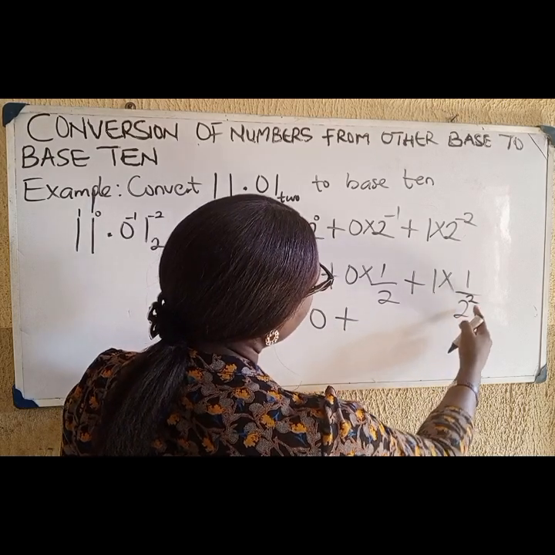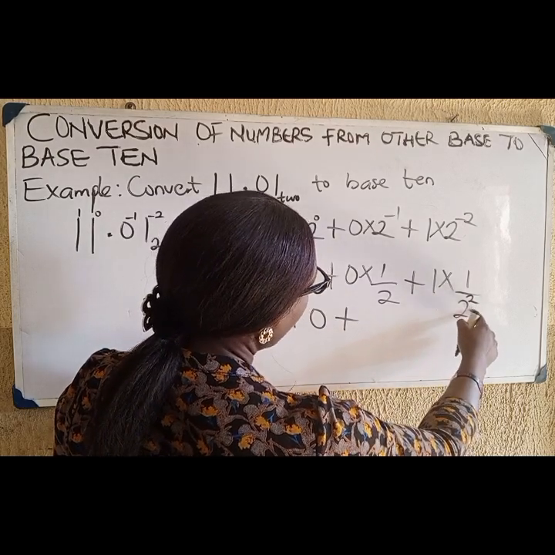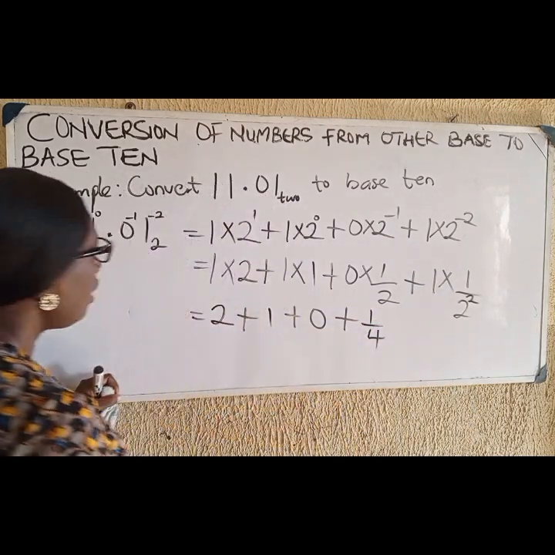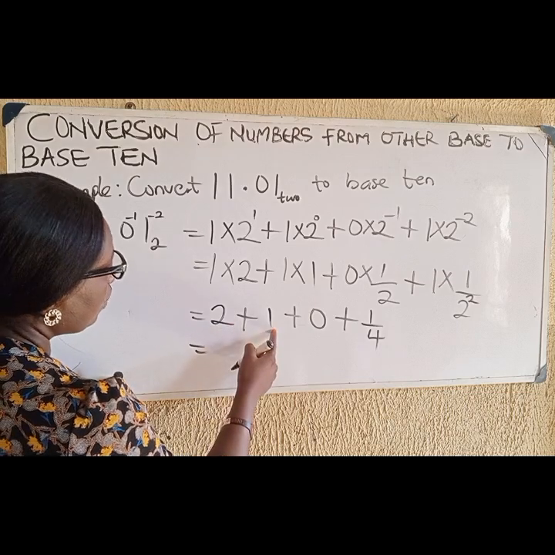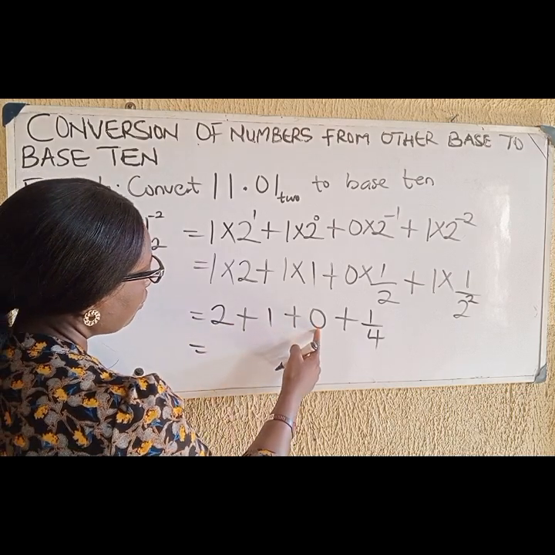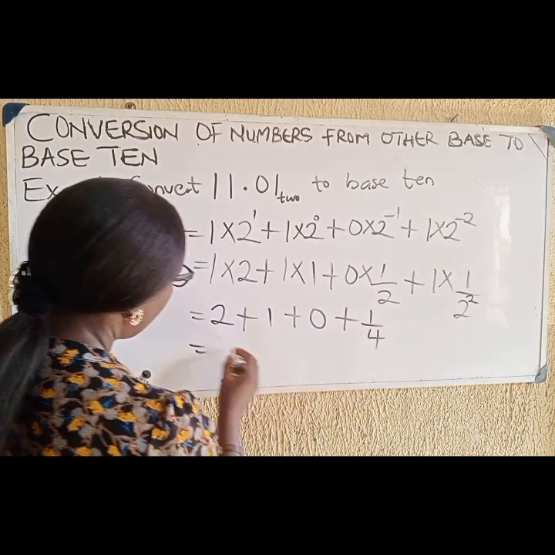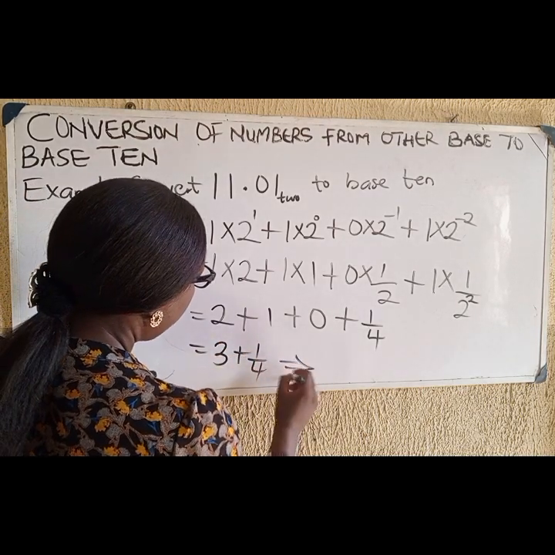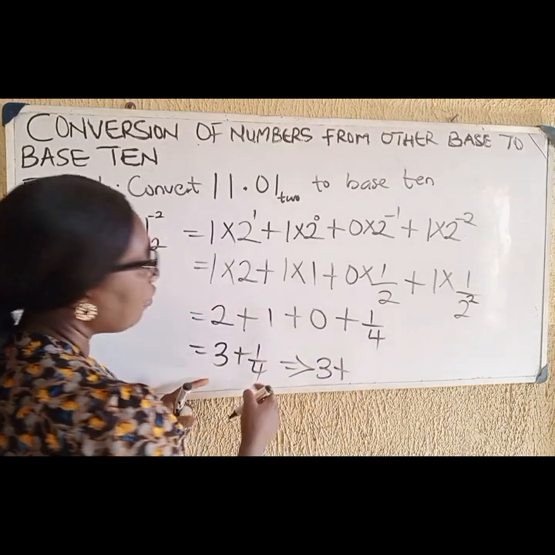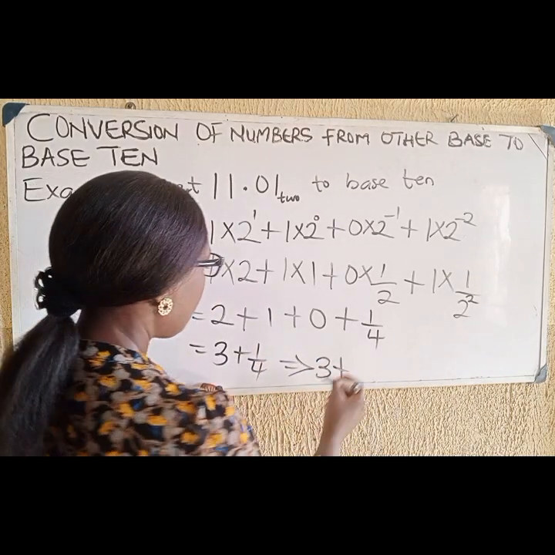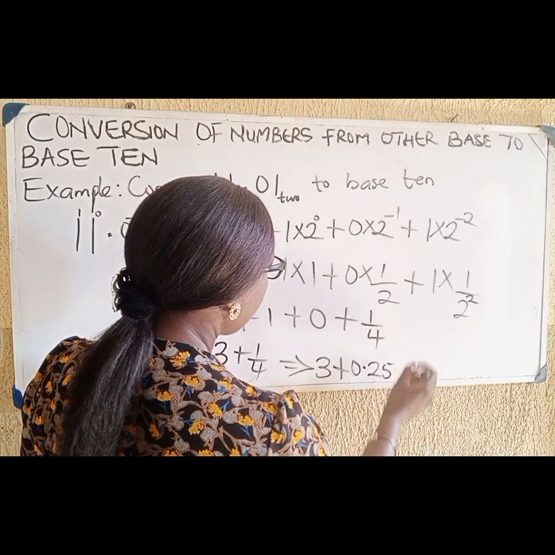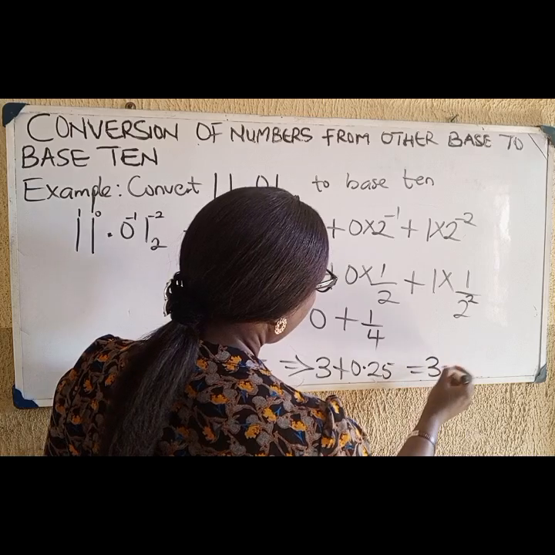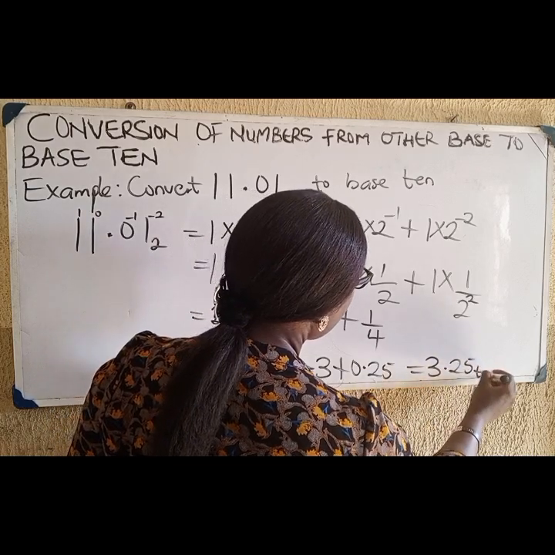First of all, I will say 2 raised to power 2. What is 2 raised to power 2? It means 4. So 1 times 1 over 4 will give me 1 over 4. I'll now add. 2 plus 1 is equal to 3, plus 0, 3, plus 1 over 4. This is 3 plus 1 over 4. If I take 1 over 4 to decimal, it means 0.25. So finally, I have 3 plus 0.25, which will give me 3.25 in base 10.